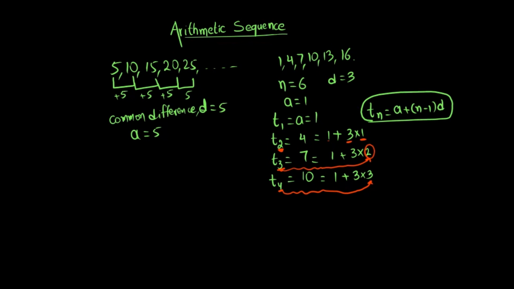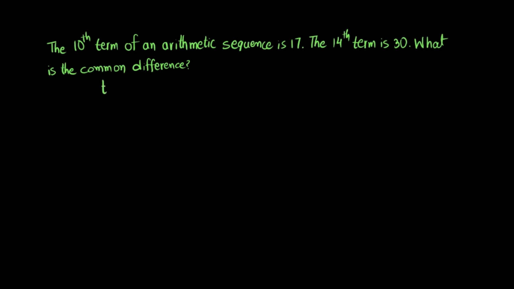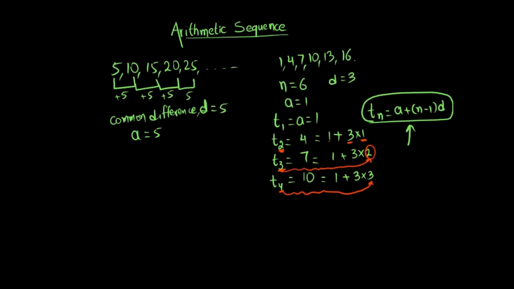Now let's see a word problem. The 10th term of an arithmetic sequence is 17. We write the term by letter T. And since it's the 10th term, T10 is 17. The 14th term is 30. T14 is 30. Now, T10, using this formula, can be written as the first term plus 10 minus 1, 9, 9 times the common difference.